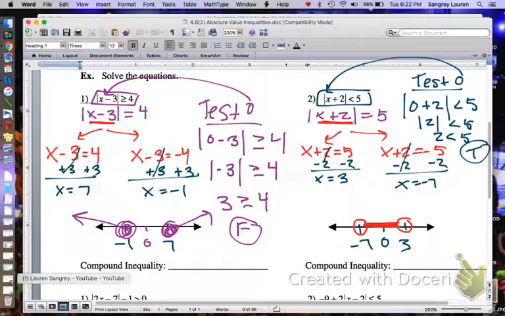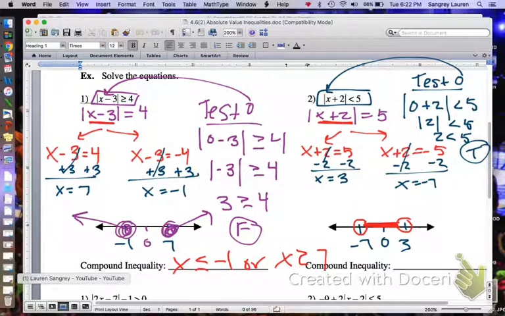Now let's go back to those compound inequalities. Remember, if we're shading out, it's an OR problem. So for number 1, we're going to have x is less than or equal to negative 1, or x is greater than or equal to 7.